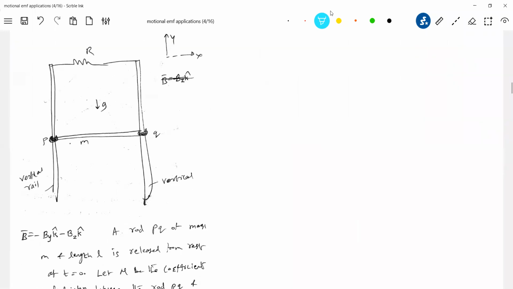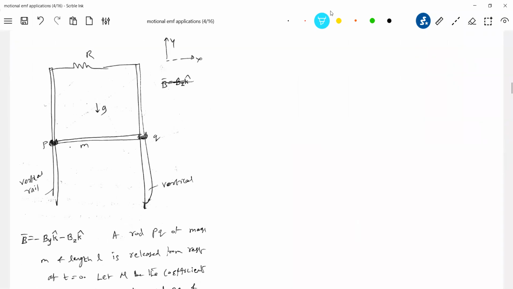Okay, now we'll bring the idea of friction now.